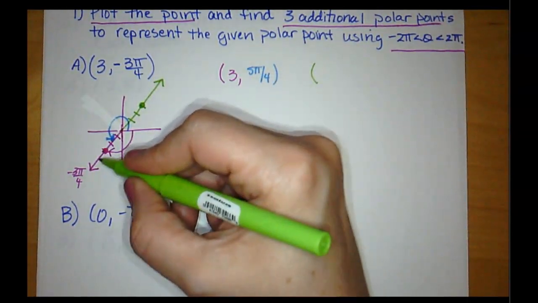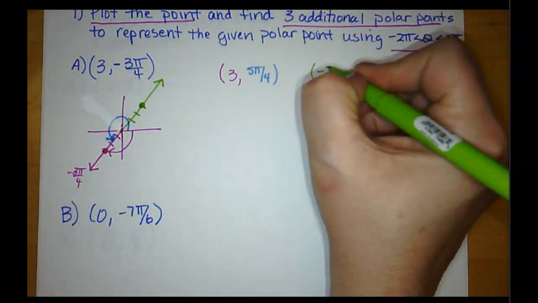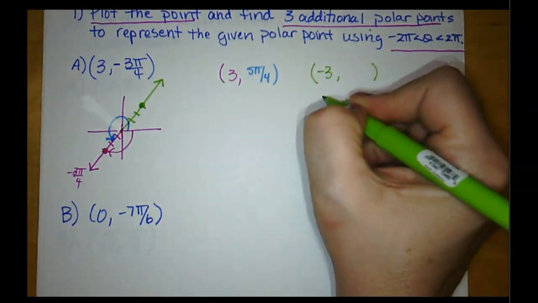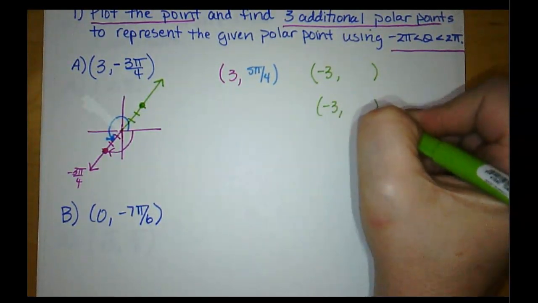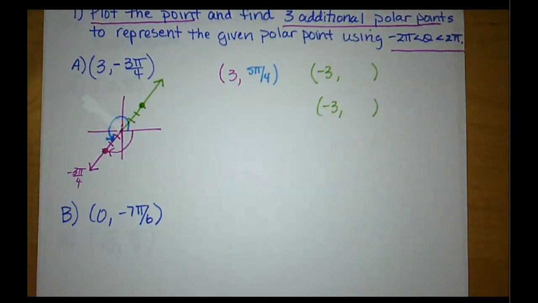So since this was positive 3 this way, I'm going to go negative 3 for one of them and negative 3 for the other. Not every time will you have to give me 3 points. It might just say give me 2 more points, or give me 1 positive and 1 negative direction point. So pay attention to the directions so you know exactly which way you need to go.